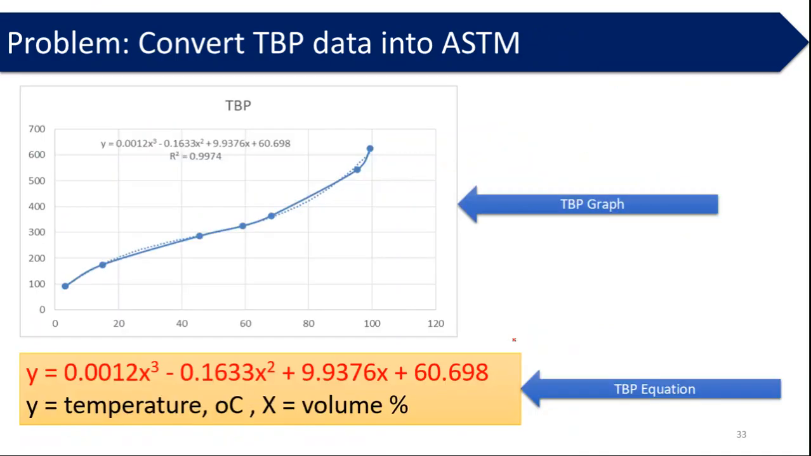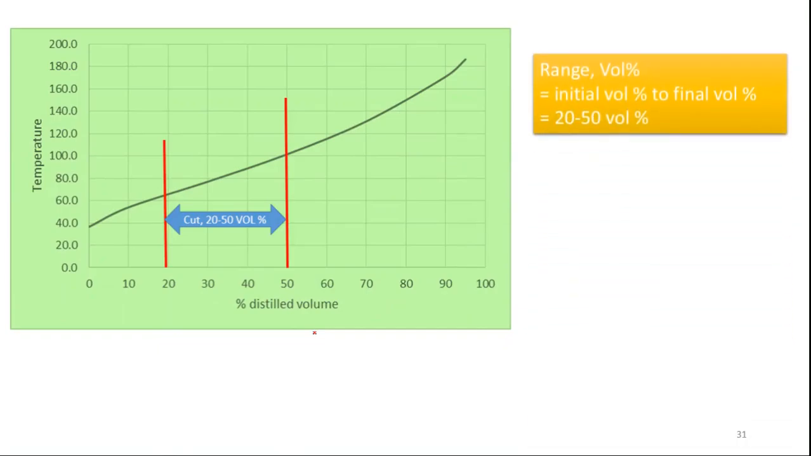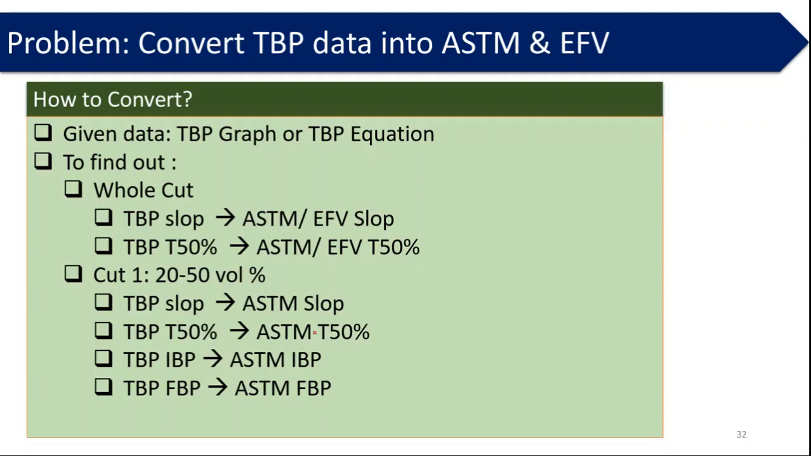Now the next step in the problem. See here in the problem what I have discussed. Basically in the problem, the TBP slope is completed, T50 is completed, ASTM slope is completed, ASTM T50 is completed, EFV slope is completed, EFV T50 is completed. For the whole cuts, you have to repeat it again for a fraction of the whole crude, that is cut 1, 20 to 50 volume percent. So you have to do it by yourself. I will give it to you as an assignment.